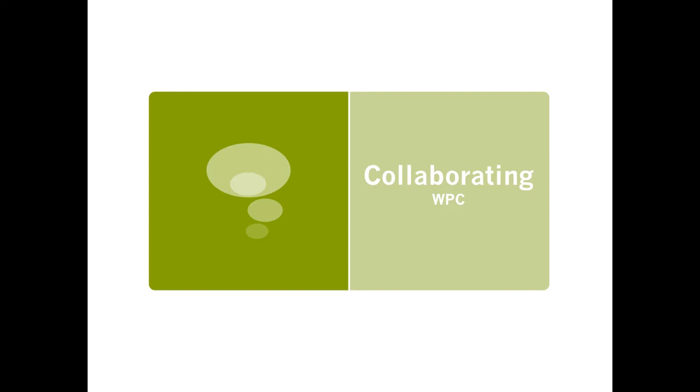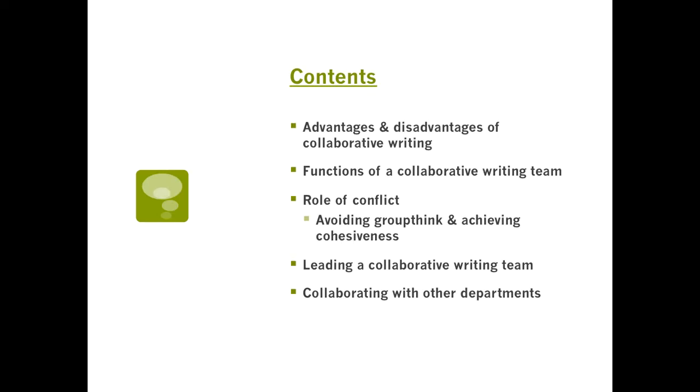So, we're going to be talking a little bit about how to collaborate together with other people, specifically how to write with other people, which I think is a very difficult process, regardless of how good of a writer you are. So, we're going to talk about some advantages and disadvantages of collaborative writing. We're also going to be talking about what the advantages or functions of a collaborative writing team are. It's almost impossible to talk about working with others without talking about the nature of conflict and groupthink as well as cohesiveness and how those two issues are connected.